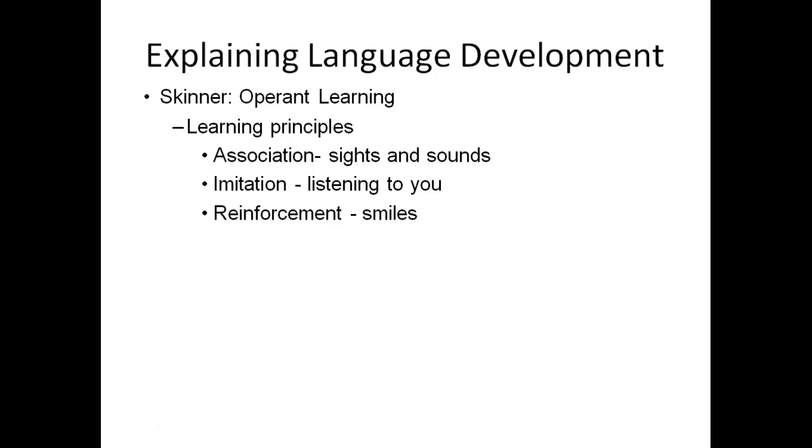Explaining language development. The first one we look to is Skinner. Skinner did operant learning, which talks about punishment and reward systems, and we'll talk about that when we get to the learning chapter. Some learning principles are association, imitation, and reinforcement.